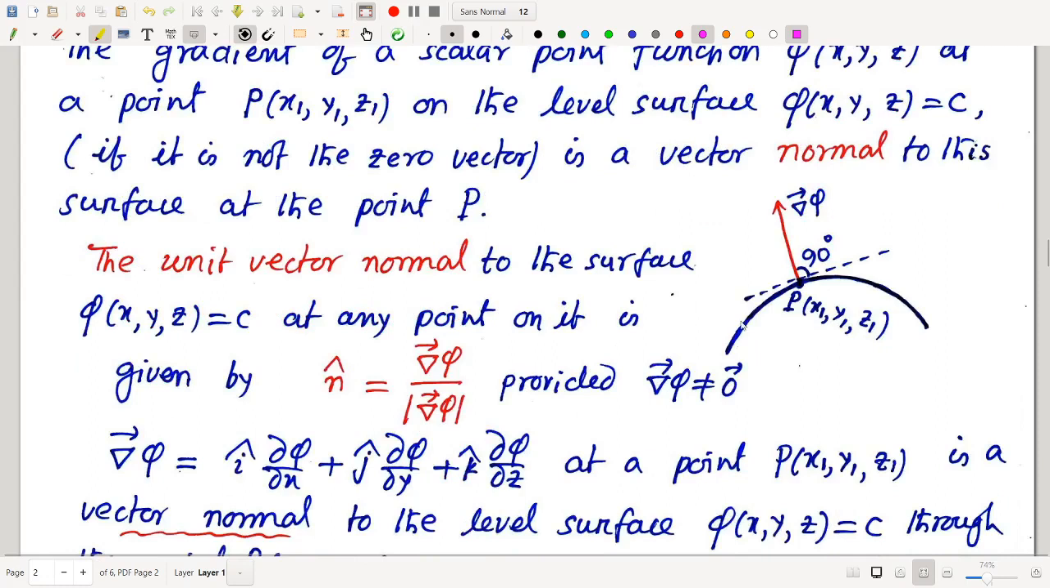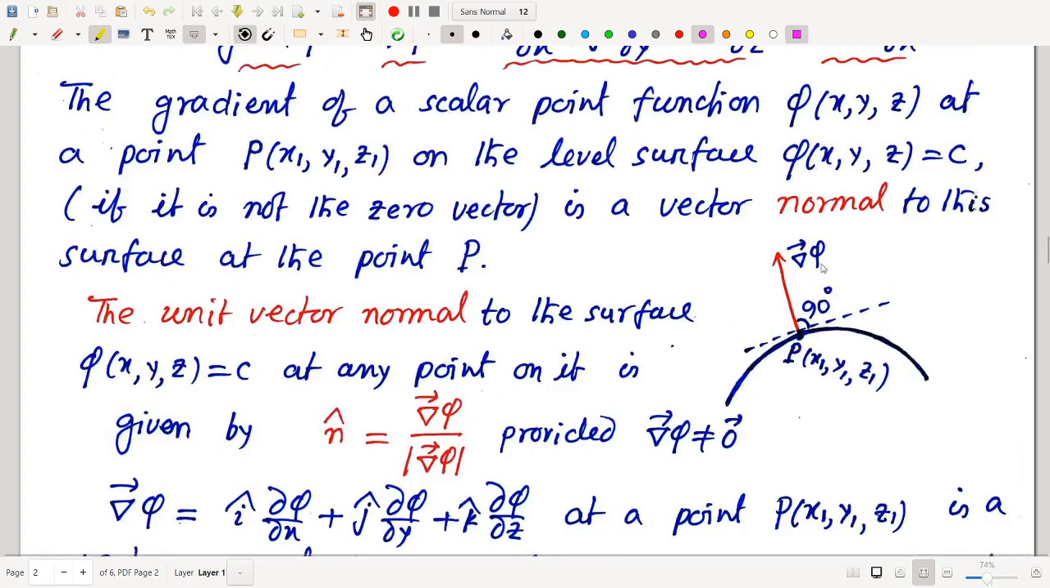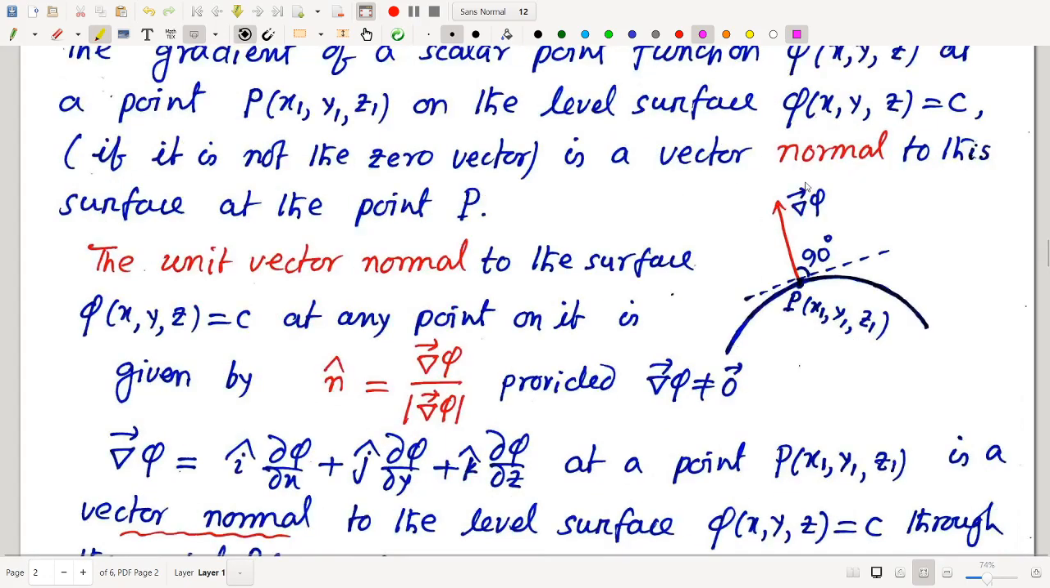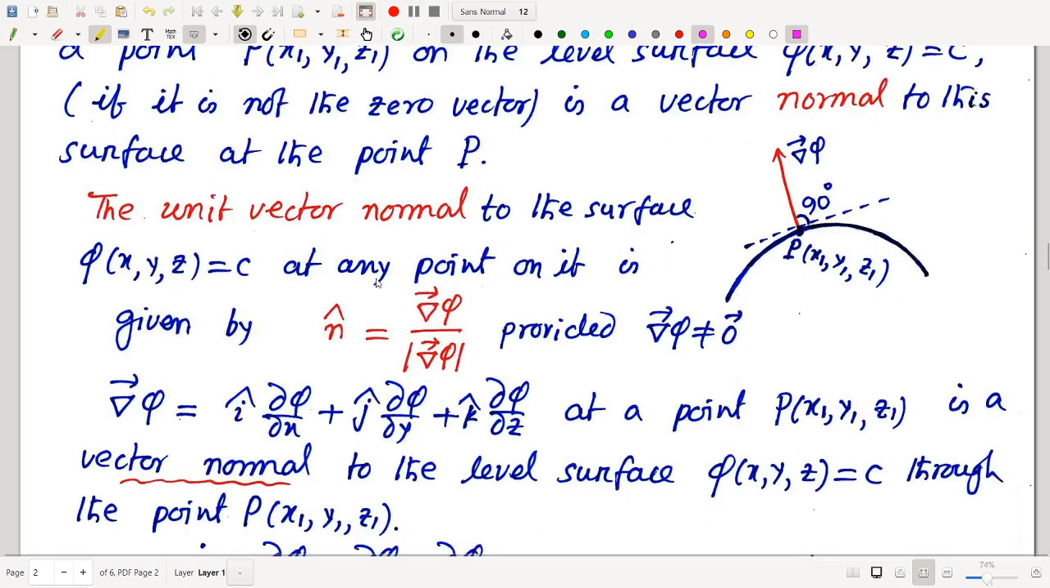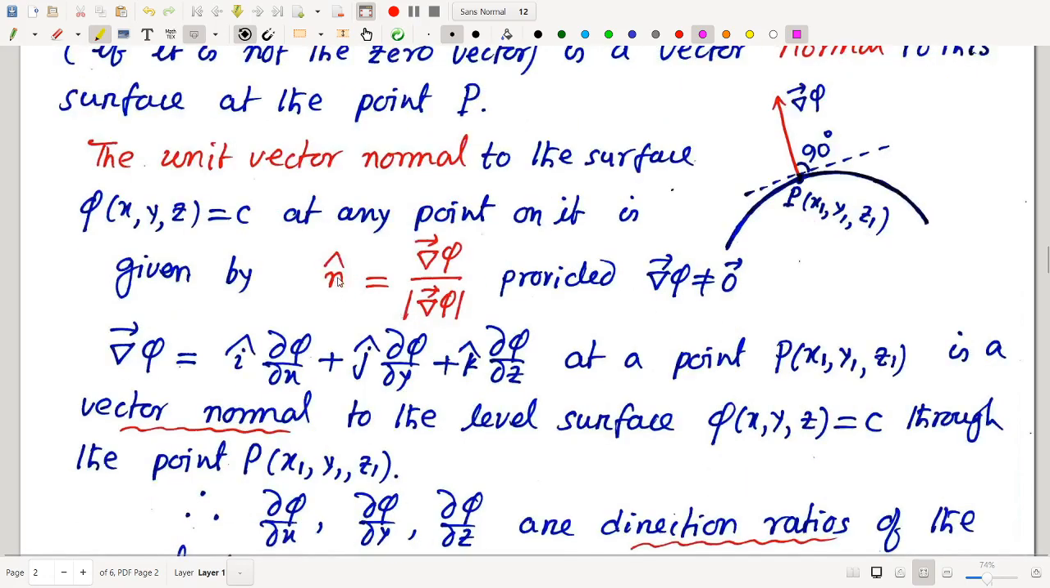See here. This is the surface, P(x1, y1, z1) is a point on the surface. This is the level surface φ(x, y, z) = c, and the gradient at this point P, suppose not the zero vector, then this grad φ is a vector normal to the surface, that is perpendicular to the tangent plane at the point P, normal. This is the geometrical interpretation or meaning of gradient. The unit vector normal to the surface φ(x, y, z) = c at any point on it is given by n cap, the normal vector, n cap = grad φ divided by modulus of grad φ. A vector divided by its magnitude is a unit vector, we know, provided of course grad φ is not a zero vector.